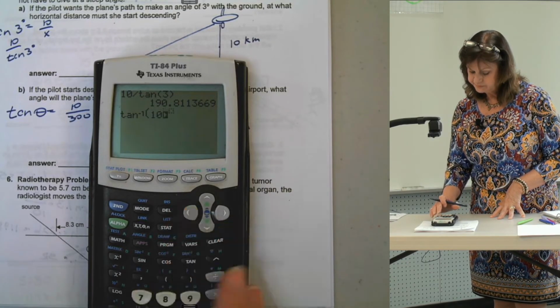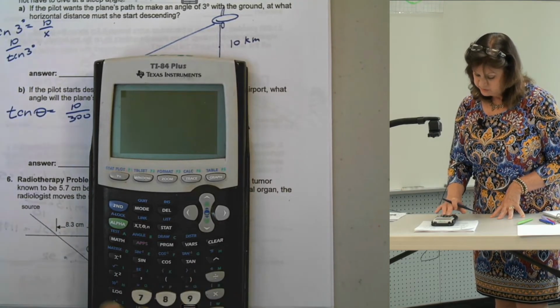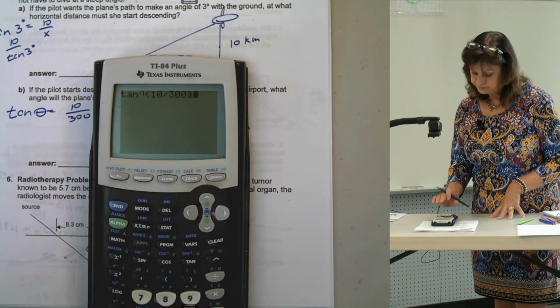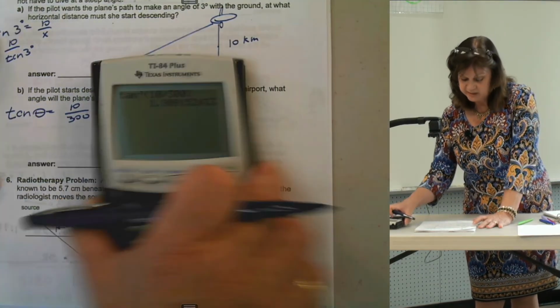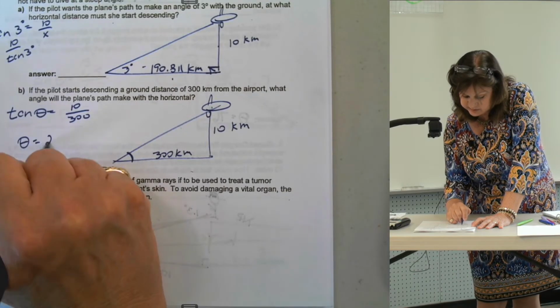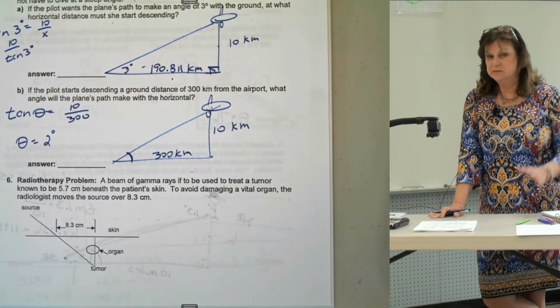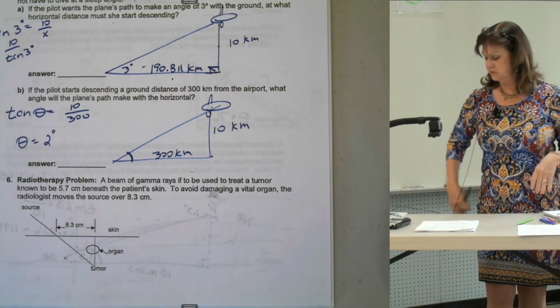Oops, sorry. Hold on just a minute, I just messed that up. So what angle has the tangent 10 divided by 300? And we have 1.909 degrees. And if we are to round it to whole angles, then theta is 2 degrees. And that makes sense, because the descent is starting farther out, which means your angle is going to be lower.